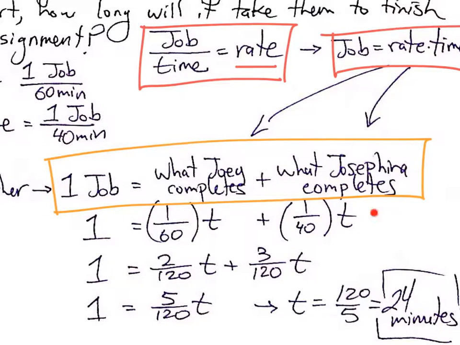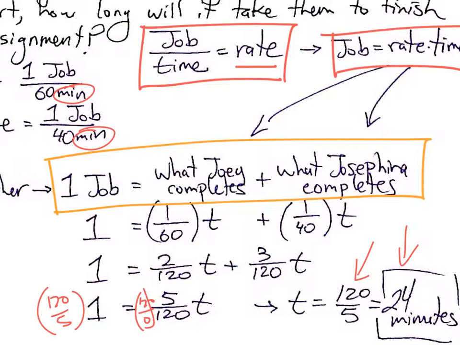So setting it up like this, then we just use our fraction skills, 5 over 120 t, multiply both sides by the reciprocal to solve for t, and again t would be in minutes, alright, and we end up with 120 over 5, 24 minutes. So does this answer make sense?